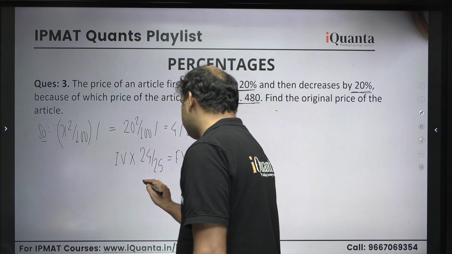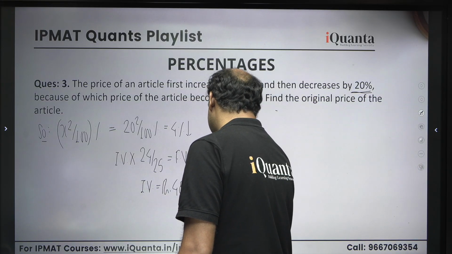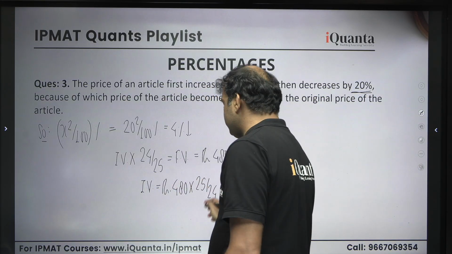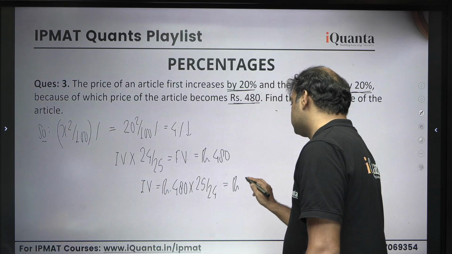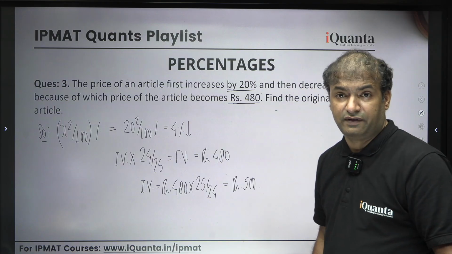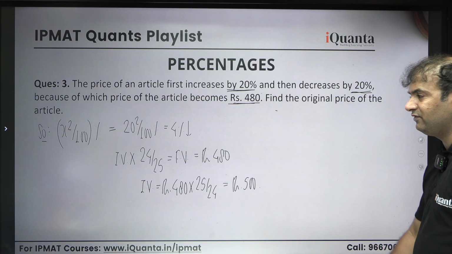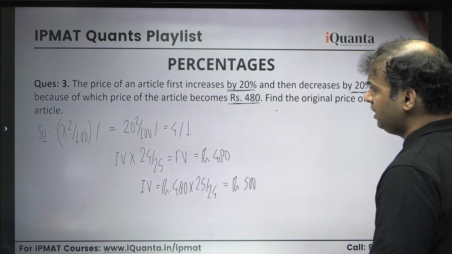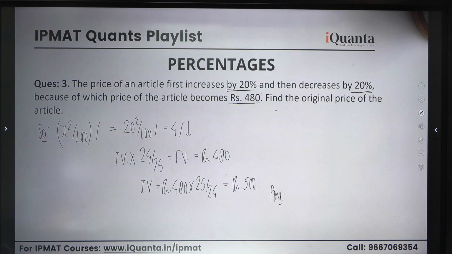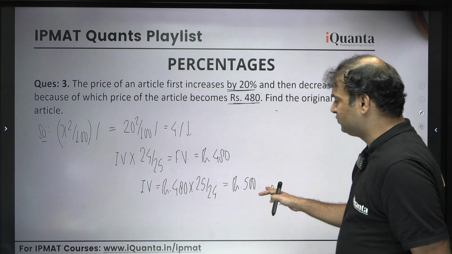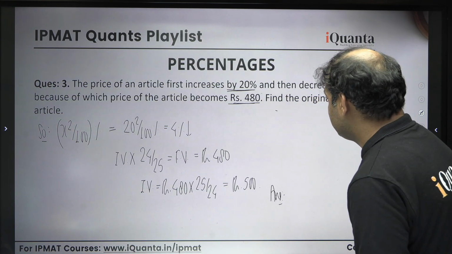So finally, guys, we can find the initial value, which is 480 into 25 by 24, right? 480 by 24 is 20, and 20 into 25 is 500. So this is how we can say the initial value has to be rupees 500, okay? This is what we had to find out, the original price of the article, which comes to be rupees 500. So we can say this is the final answer of the question, rupees 500. Okay, so this is how we can solve this question.